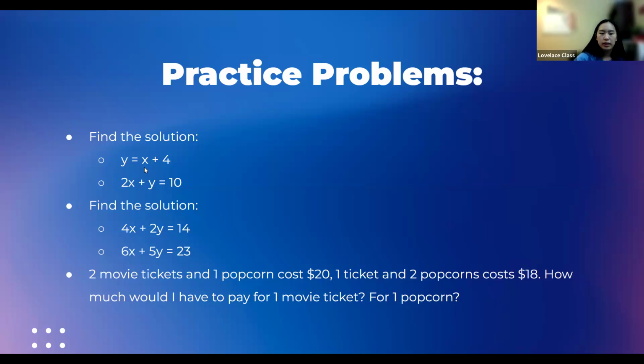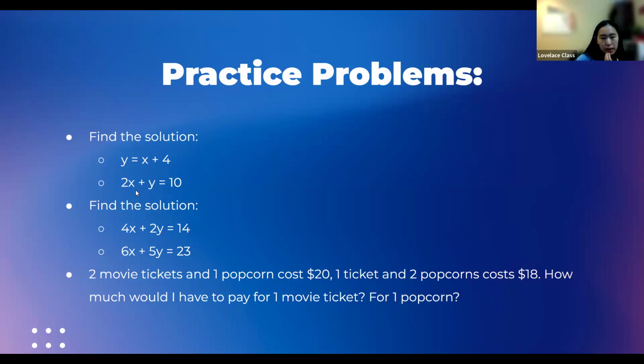She used substitution to do this one. So we put 2x plus 4, so that's just 2x plus y, to get 3x plus 4 equals 10. So that would mean that 3x equals 6, x equals 2. You can plug that back into the first equation to get 2 plus 4, so y equals 6.